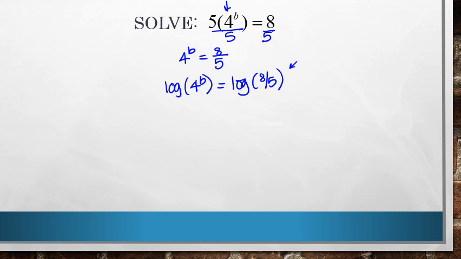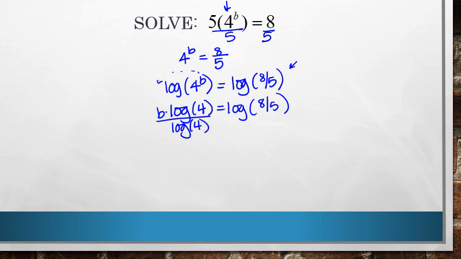So again, now that I've done the logarithm to both sides, I can use that power property to move that b in front. And now I just have b times the logarithm of 4, which is just a number, equals the logarithm of 8/5, which is another number. So to get the b by itself, divide both sides by log of 4. And you get the exact answer for b is the log of 8/5 over the log of 4.